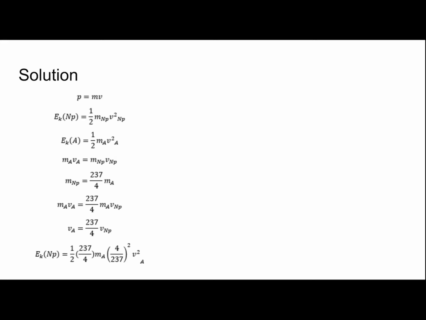Alright, so here we need to actually undergo some formal derivation. We know that P equals mv, and we know that the kinetic energy of neptunium equals half the mass of neptunium times the velocity squared of neptunium. Likewise, the kinetic energy of the alpha particle will be equal to half its mass times its velocity squared. We know that momentum is conserved, and since they're moving in opposite directions, their momentums will be the same but in opposite directions.